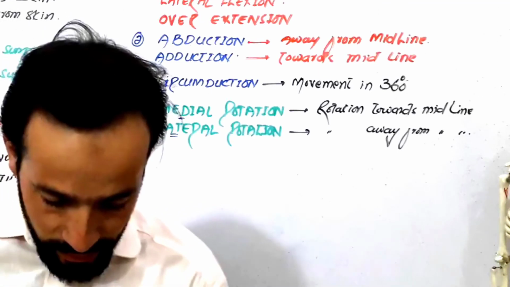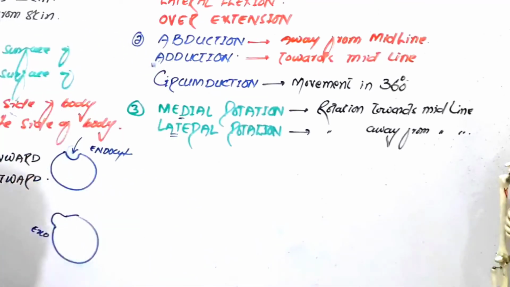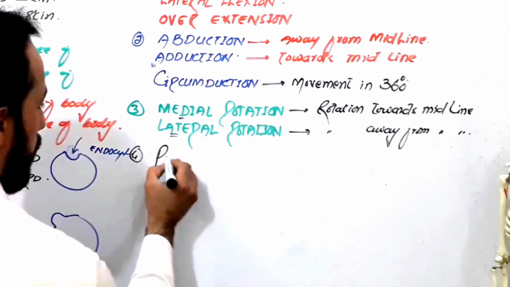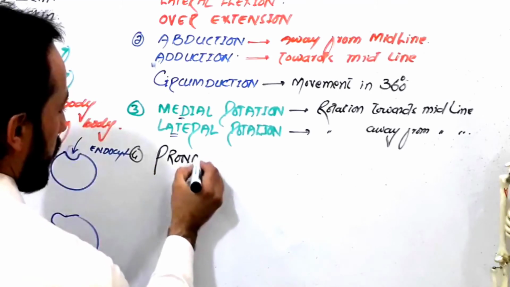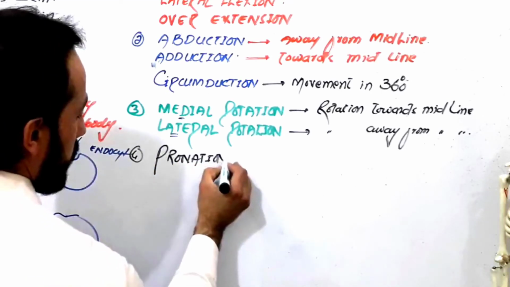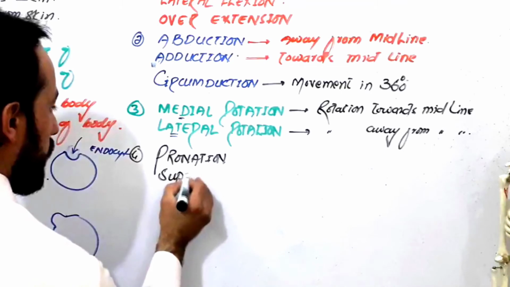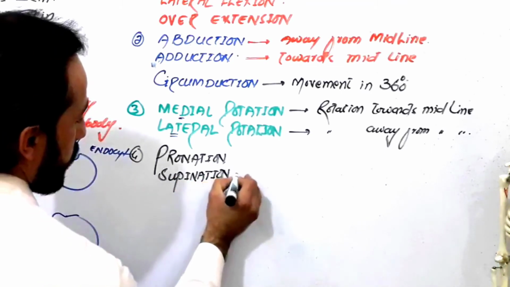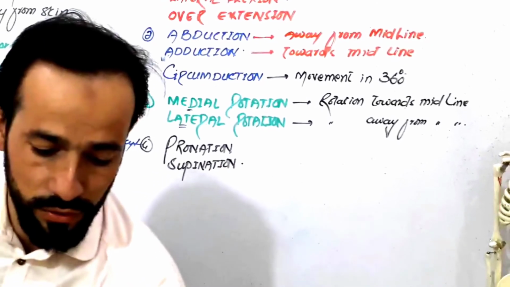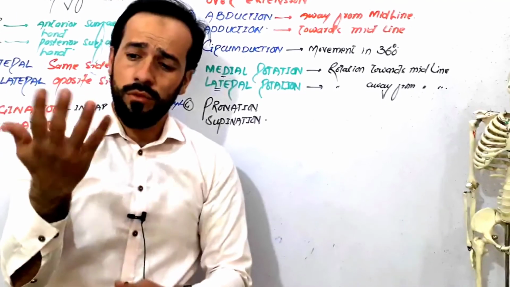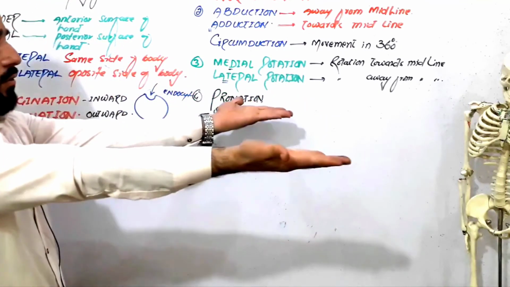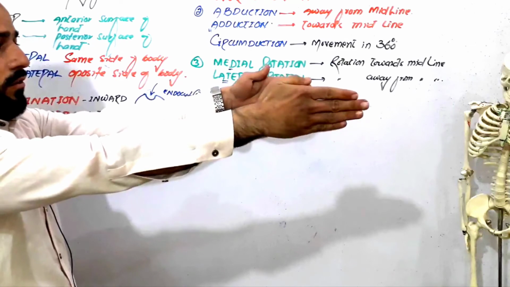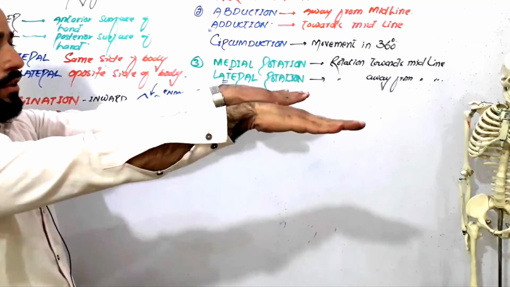Then there is another movement, and that is called pronation and supination. What is the meaning of pronation and supination? Pronation and supination are the only movements which are performed by your hand. Look, if you are standing like this, so this is called pronation. This is called supination. Pronation, supination.